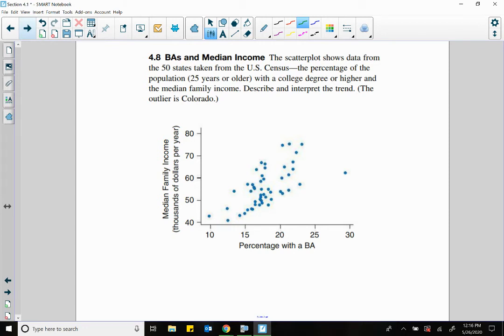As you look at this, again, they want us to describe some things. So let's just talk about some things in general. And again, this is all multiple choice in your assignment. Notice it said the outlier is Colorado. That's what they're talking about, this guy. Because if I look at this, as I move from left to right, it looks like it is increasing. So there's my line showing that positive association.